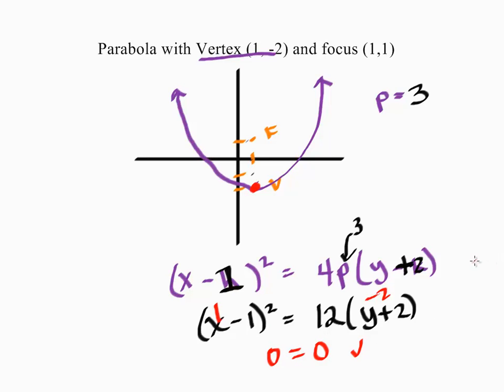So that's a way we can kind of go backwards, and given either the vertex and directrix, or focus and directrix, or vertex and focus, etc., we can come up with the equation of it.